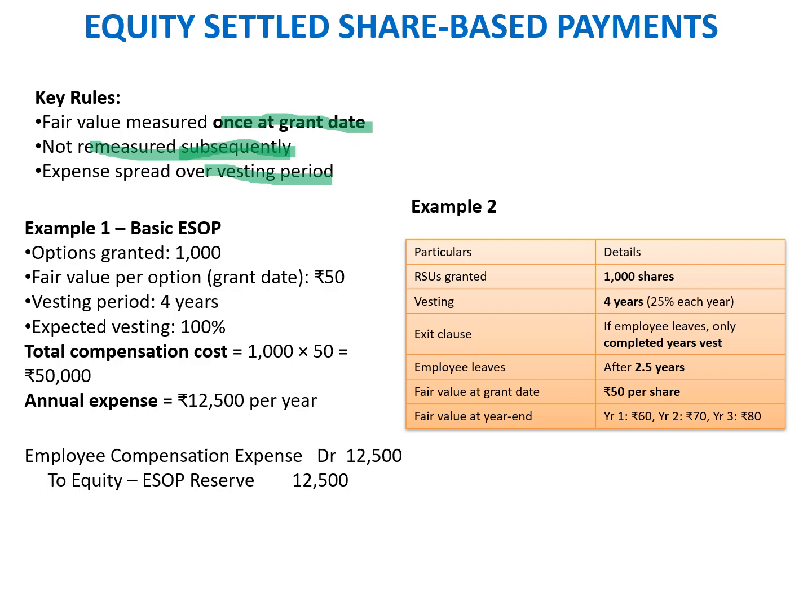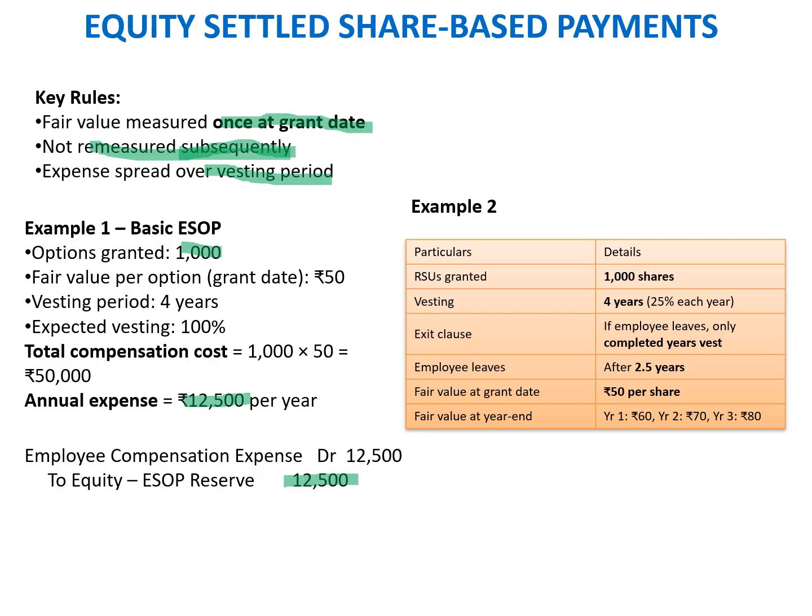So example one, which is basic ESOPs: options granted 1000, fair value at the grant date is 50, vesting period is 4 years, expected vesting is 100%. Total compensation cost is 1000 multiplied by 50, which is 50,000. Because it is 4 years, we have to do the accounting of 12,500, which is 50,000 divided by 4. So each year we have to record employee compensation expense, and credit would be to equity, ESOP reserve.